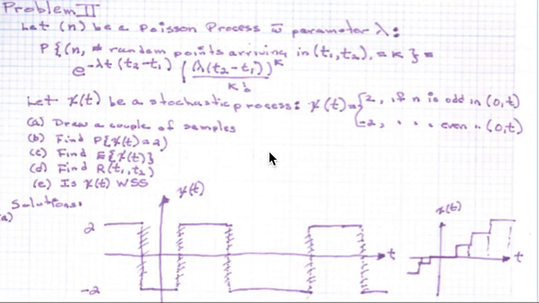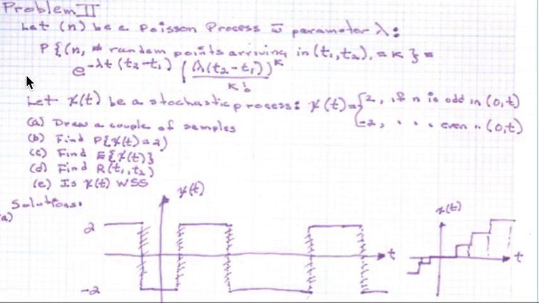The probability, if you will, of n, the number of random points arriving in the interval t1, t2, is equal to k. That probability is equal to e to the minus lambda times the quantity t2 minus t1, times the fraction lambda times the quantity t2 minus t1 to the k over k factorial.